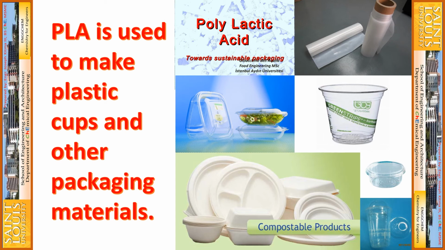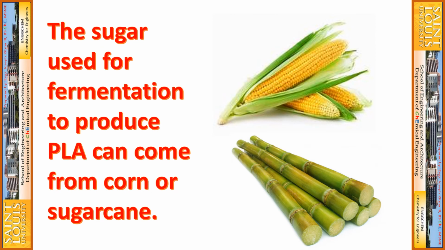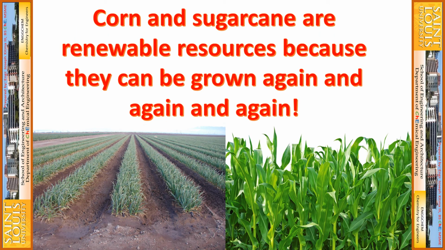The PLA is used to make plastic cups and other packaging materials. PLA can be obtained from the bacterial fermentation of carbohydrates. The sugar used for fermentation to produce PLA can come from corn or sugarcane. Corn and sugarcane are renewable resources because they can be grown again and again and again.